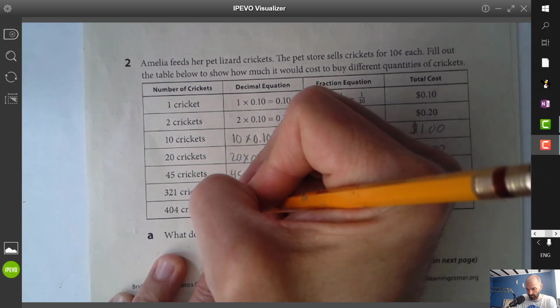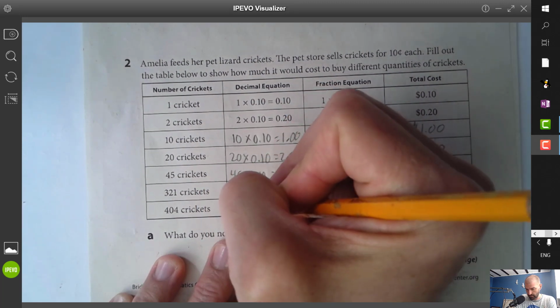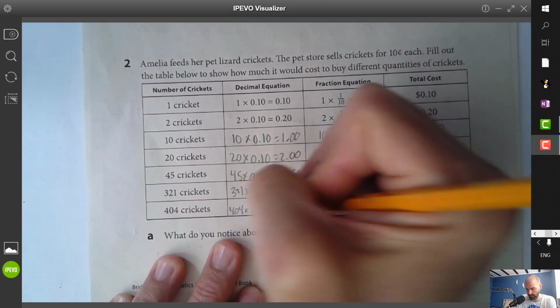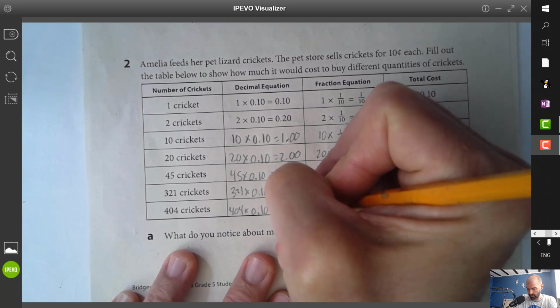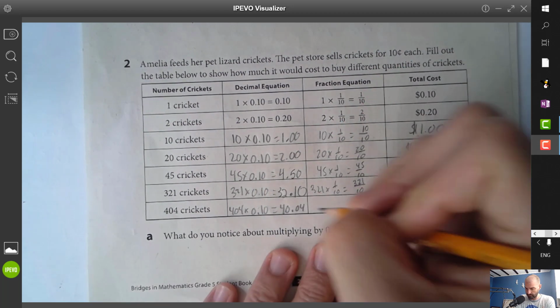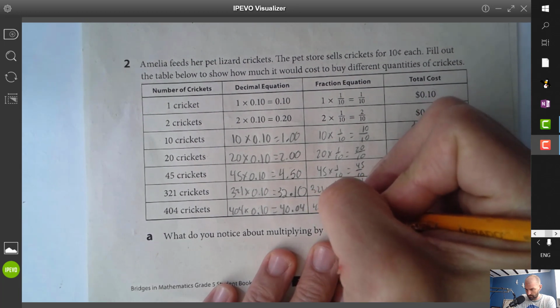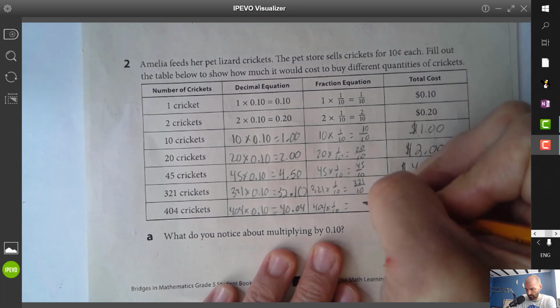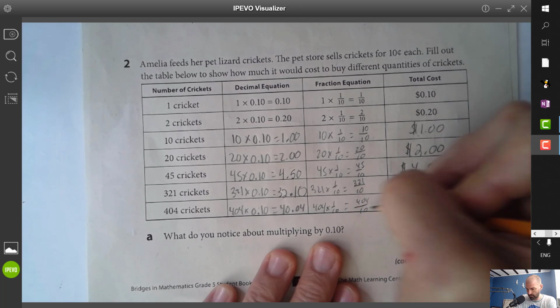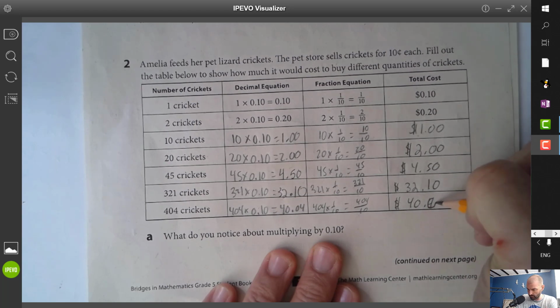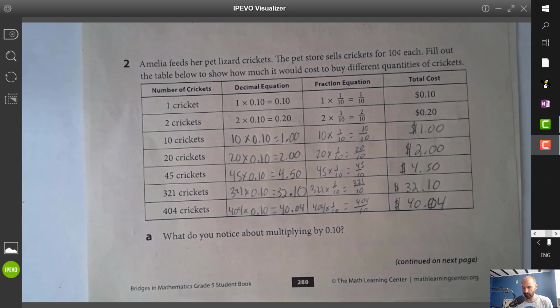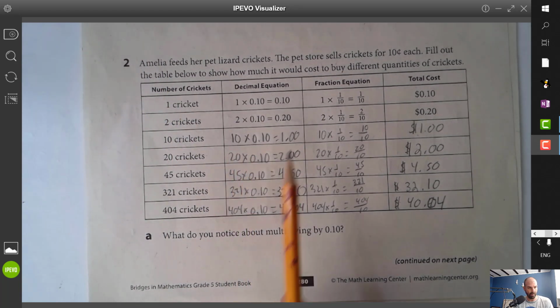$32.10. And we have 404 crickets times 10 hundredths, which is going to give us 40 and 4 hundredths. Times 1/10, 404 tenths, which again is $40.04. What do we notice about multiplying by 10 hundredths? Well, again, our numbers are shifting one spot to the right.